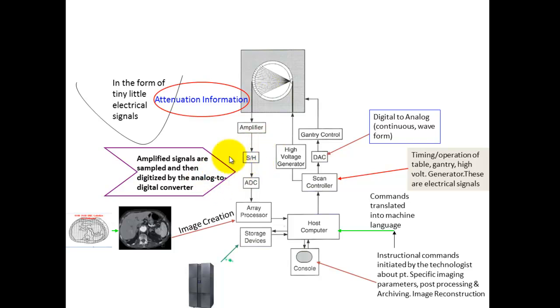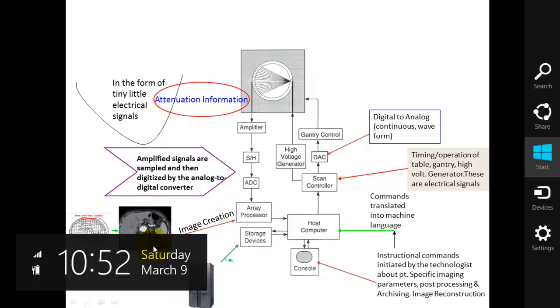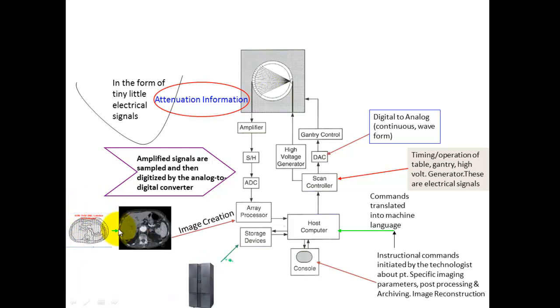As mentioned earlier, those voltages need to be converted into information that a computer can work on, so that's where our analog to digital converter comes in. That binary code goes into a fancy computer known as an array processor, where we do our reconstruction. Ultimately, we are going to create a digital image based on lots of pixels and lots of voltages.